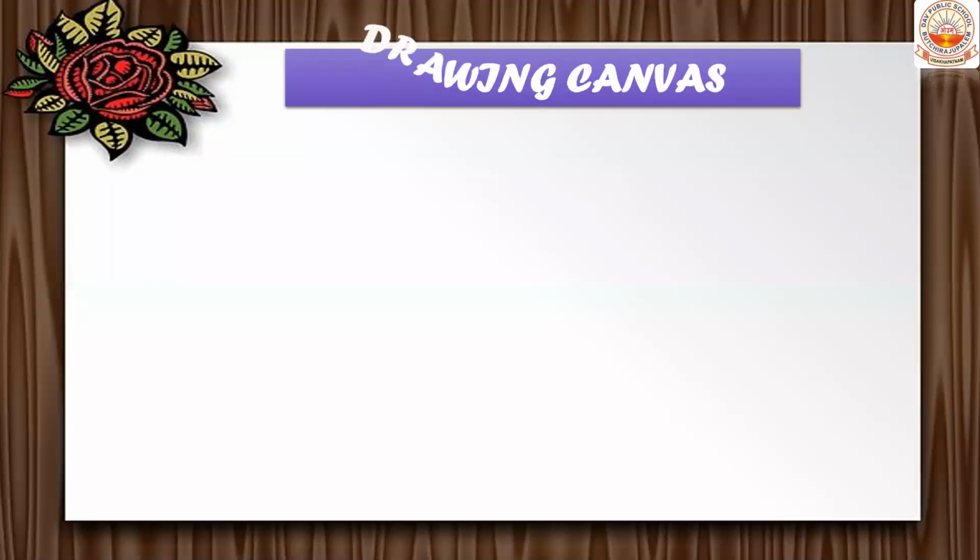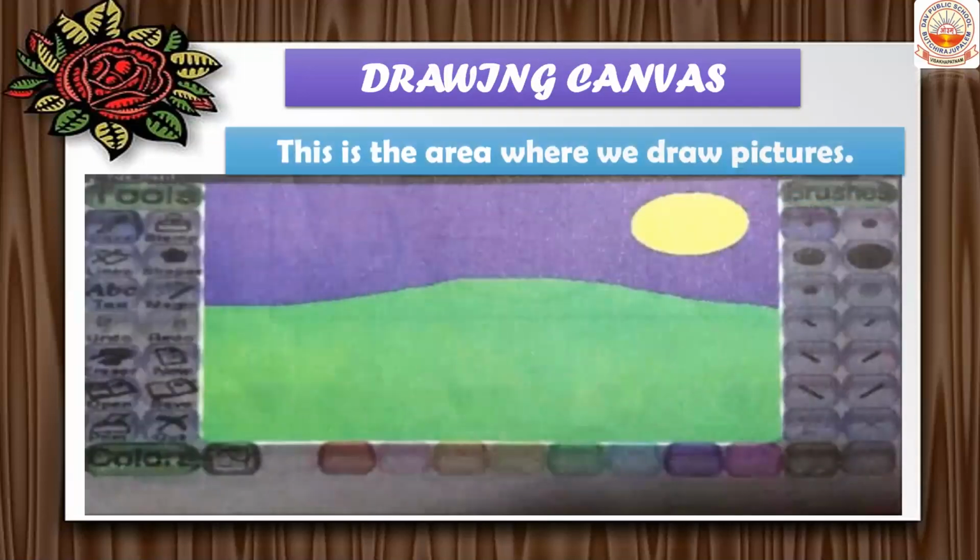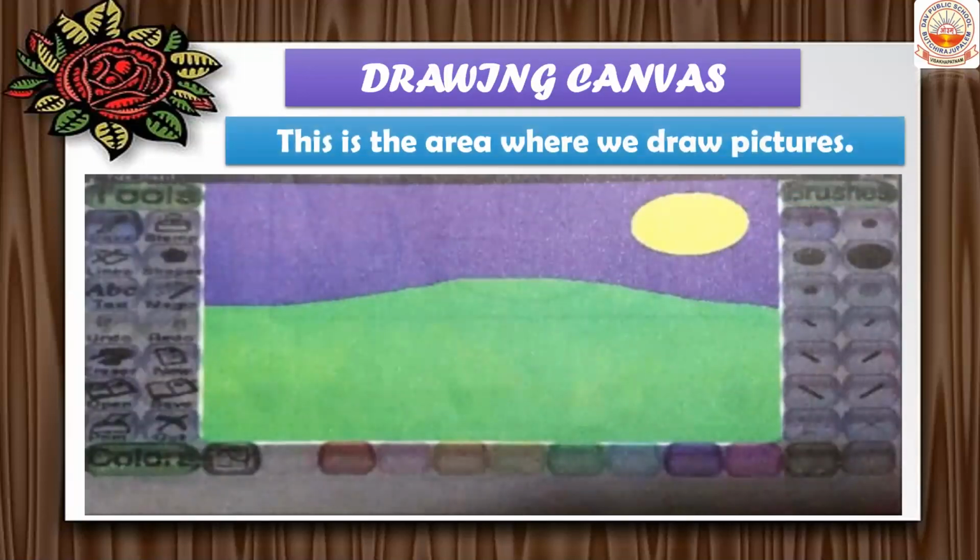Now let us see the next component, that is drawing canvas. The middle area, that is the center part of the screen, is called drawing canvas. This is the largest part of the screen. This is the part where we create the drawings. Understood, children? So this is the drawing canvas. This is the largest part of the main screen. This is the place where we draw or create the pictures.